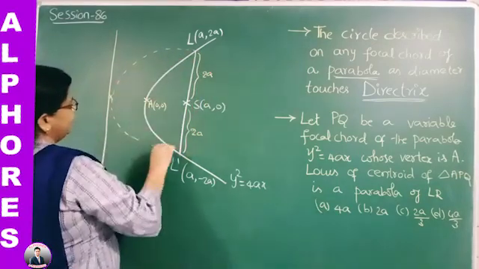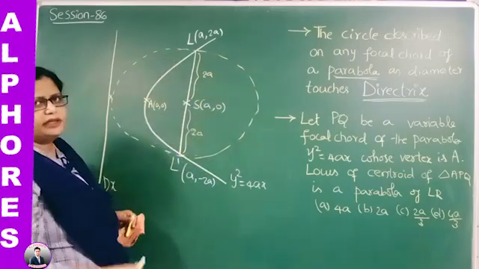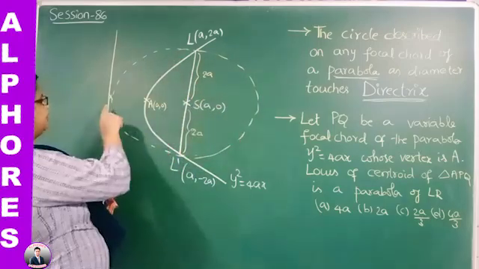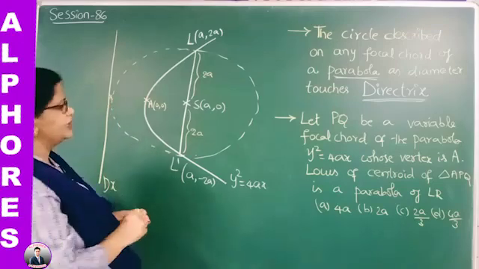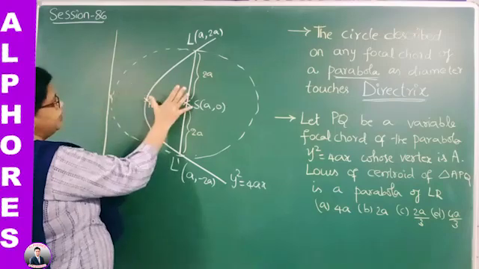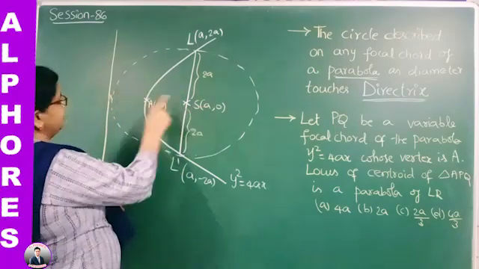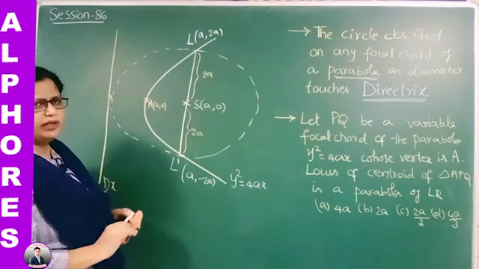Therefore it is the directrix. Now if you take this as the diameter and draw the circle, it comes in this way. Okay students, that means clearly the circle is touching the directrix, because you observe this distance is exactly 2a, which is the radius. So the perpendicular distance from the center onto the line is nothing but the radius.